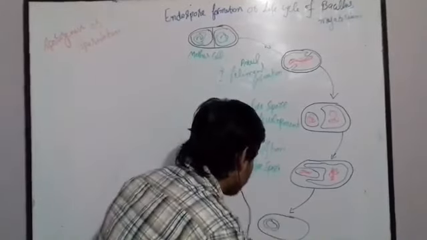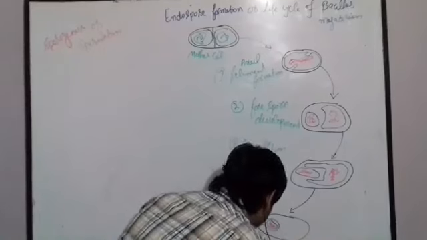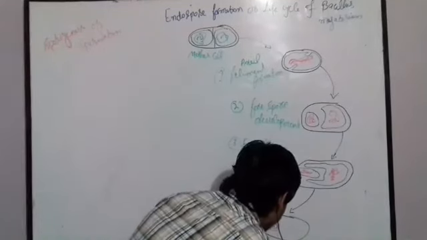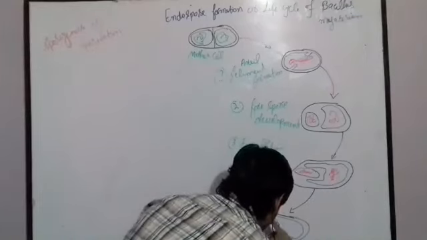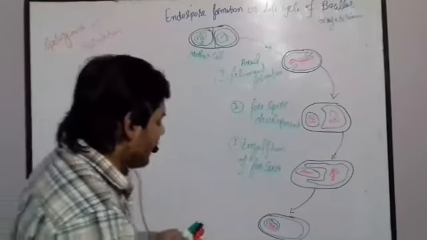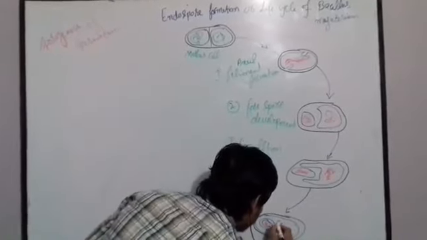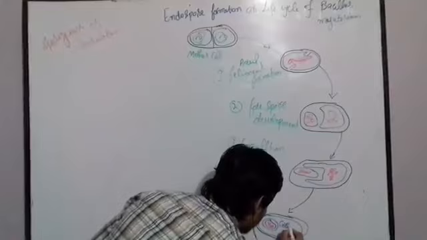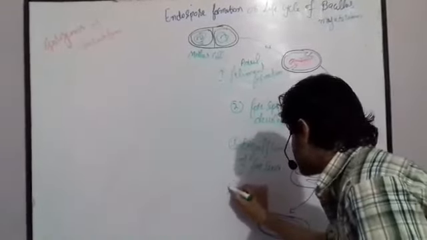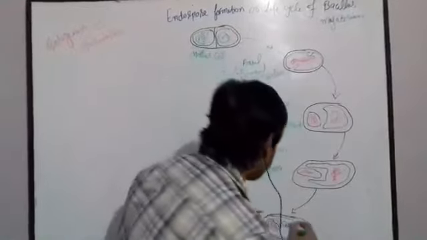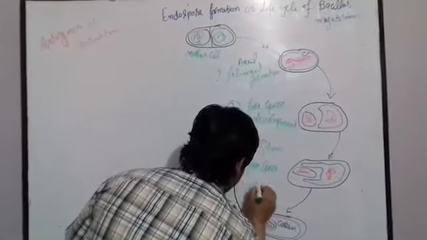This is called the spore coat, and this is the cell membrane area. This is called the cortex. So let me write. In the fourth step, the cortex is formed. So let me write cortex formation.